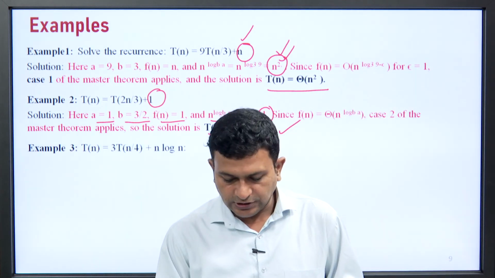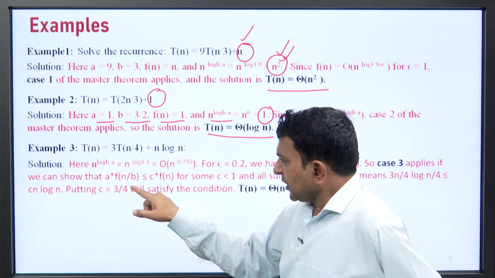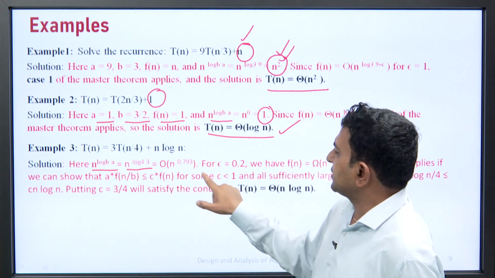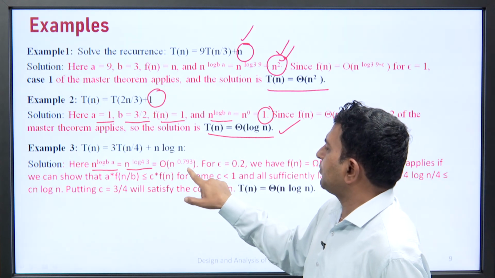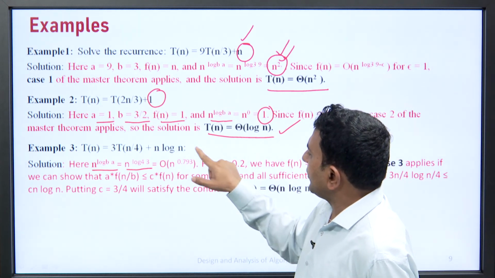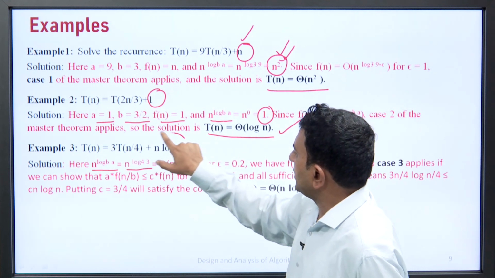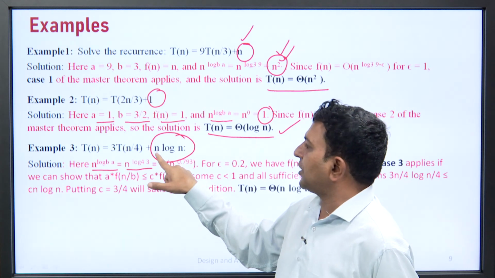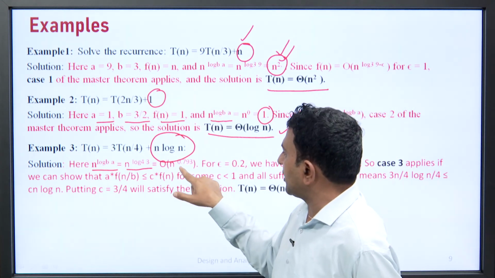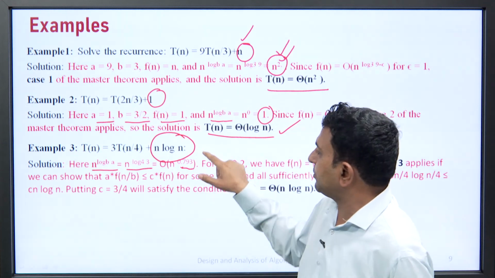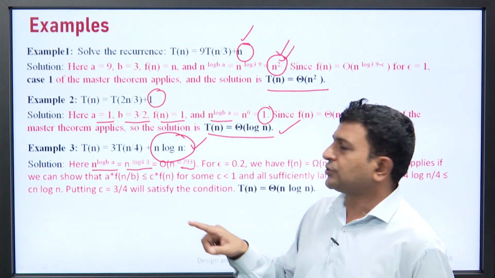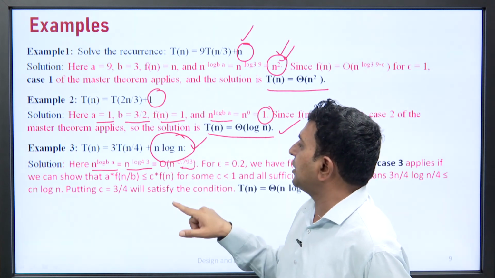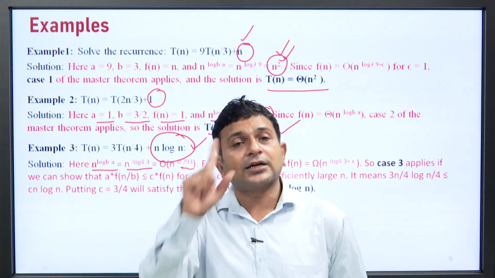Now, the third example here. If we take n to the power log a base b, so n to the power log 3 base 4, that is coming around 0.793, n to the power 0.793. And what is the value of f of n? F of n is n log n. So, basically here the polynomial order is n to the power 1 and here the polynomial order is n to the power 0.793. So, if we take the polynomial order, this f of n term is higher than this term. So, the solution will come in the form of this n log n, provided that another condition is also satisfied.